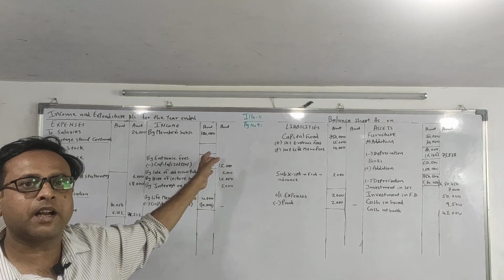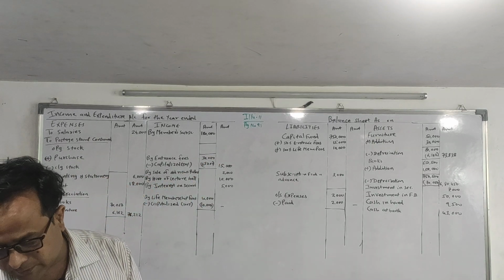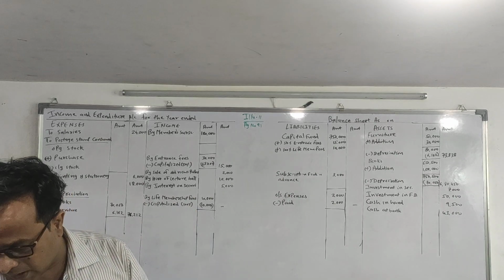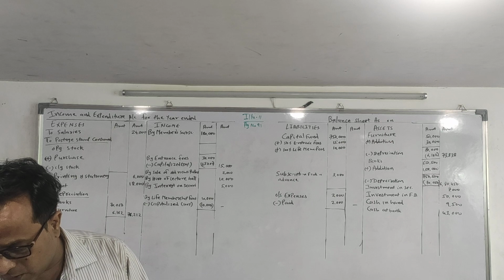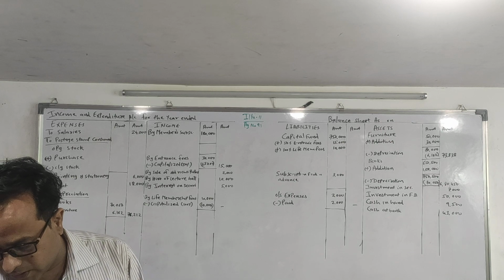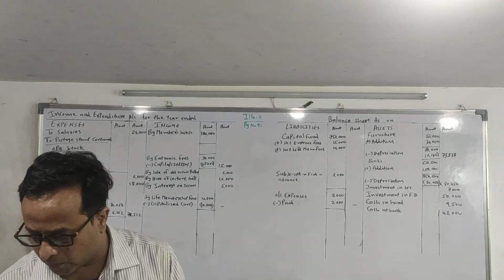Member subscription is an income for us, so near that you will write I. Entrance fees, again income, write I. Sale of old newspaper, I. Hire of lecture hall, interest on securities and life membership fees. All this is my income, so we will write it down.